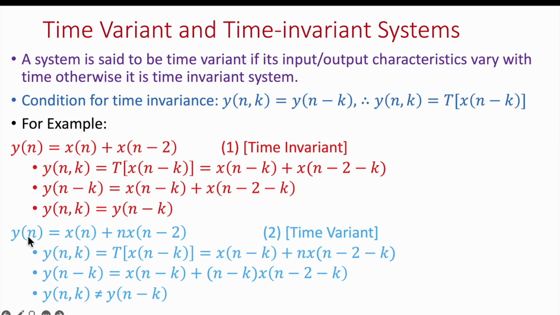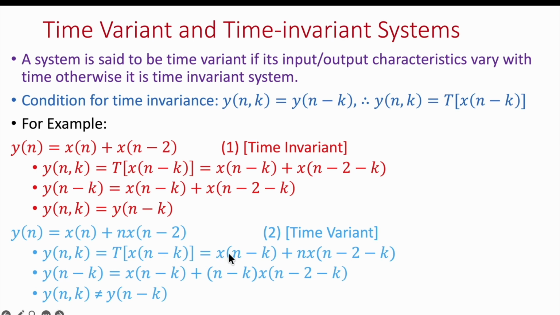We have another example, y(n) is equal to x of n plus n x(n minus 2). So that is the response of another system. Similarly, we will calculate the condition for time invariance: y(n, k), which is equal to the transform of x(n minus k), which is equal to x of n minus k plus n x of n minus 2 minus k. Because we are inserting this n minus k in the time index of the signal, not in the amplitude or the scaling factor.